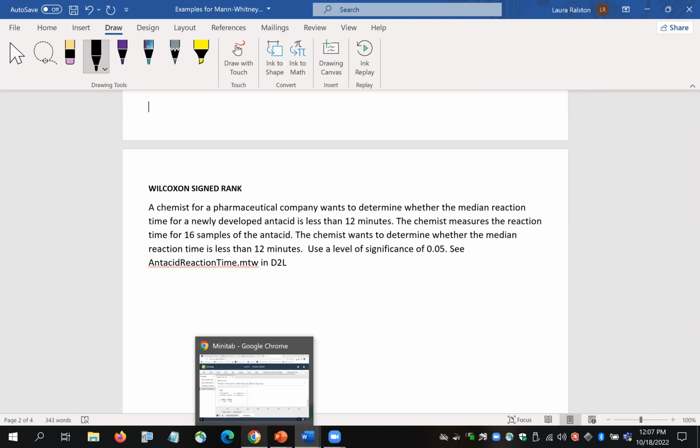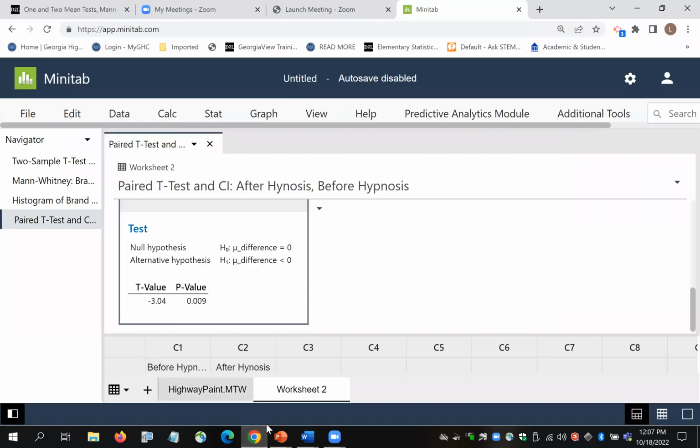Now, it tells you in this problem to test the median, which means you're going to use the non-parametric test. But why would the chemist have decided to use the non-parametric? Because quite honestly, guys, if it's possible, we would like to use the parametric test. It's a more powerful test than a non-parametric. But sometimes that's not possible.